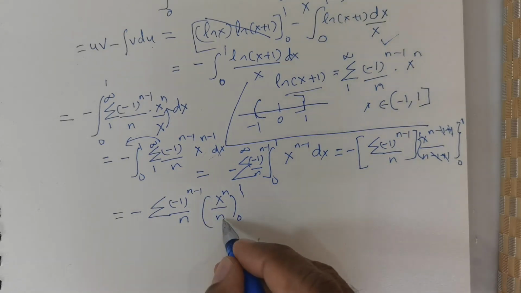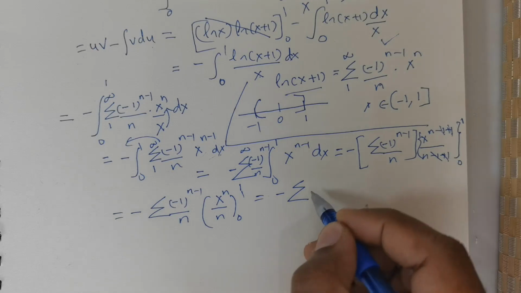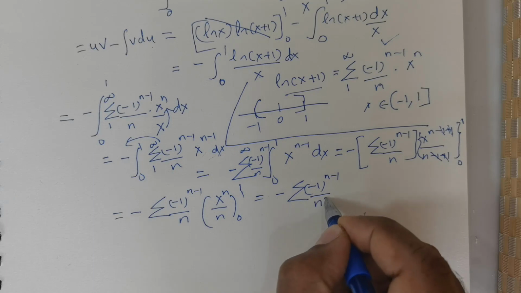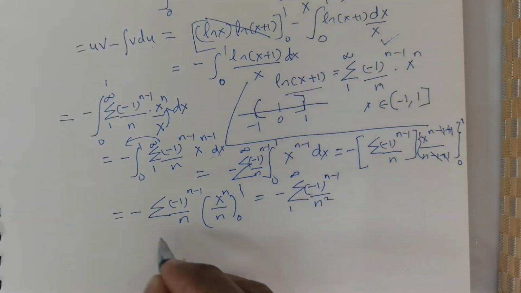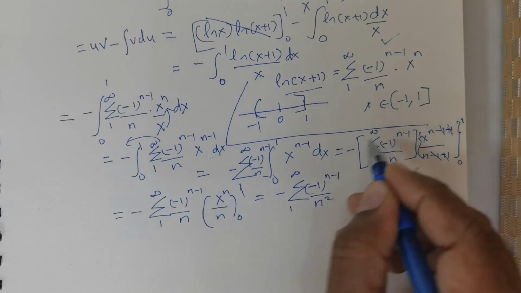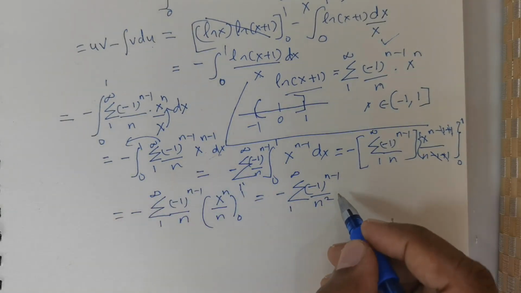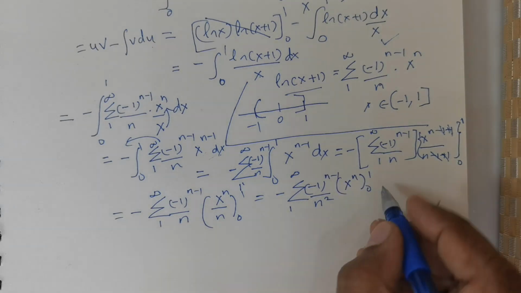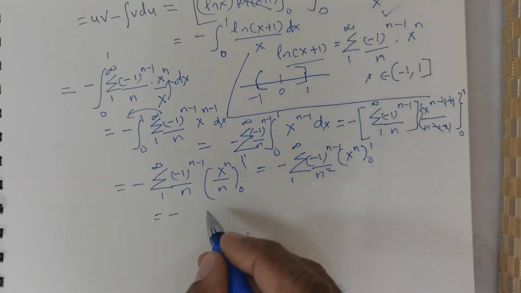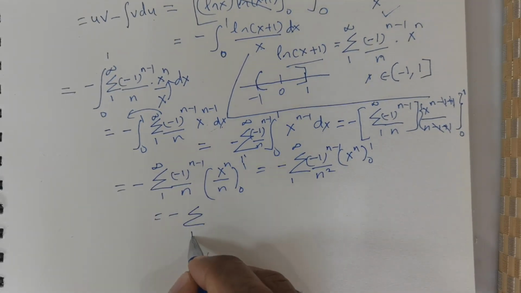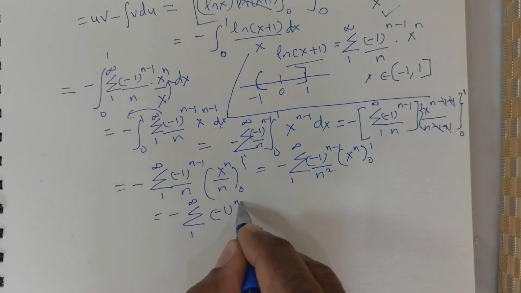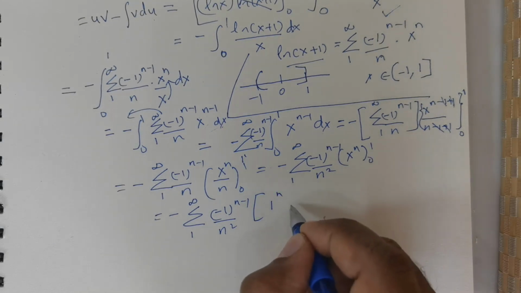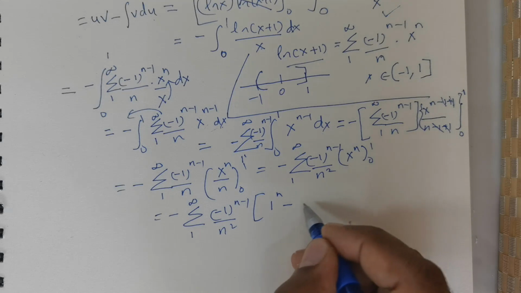Now n is a constant, you take it out, so you can rewrite this as negative sigma (-1) raised to the power of n - 1 divided by n squared. Limits are 1 to infinity, right? You can place the limits 1 to infinity, okay, and you got x to the power of n, the limits are 0 to 1. Now you apply the upper limit minus lower limit, so this is going to be negative sigma 1 to infinity (-1) raised to the power of n - 1 divided by n squared. You apply the upper limit 1, which is 1 to the power n, minus 0 to the power of n, that's going to be 0.